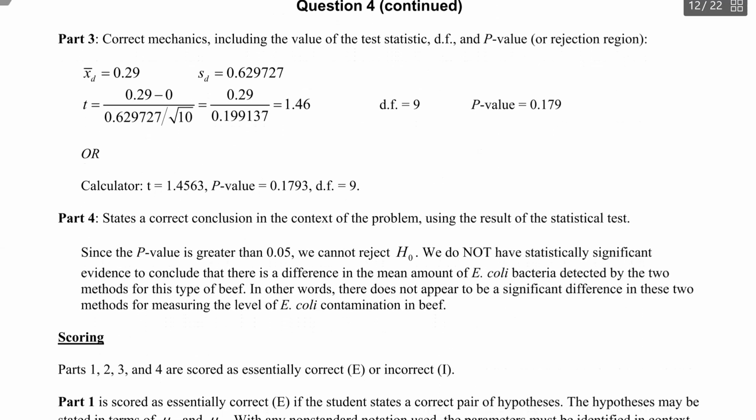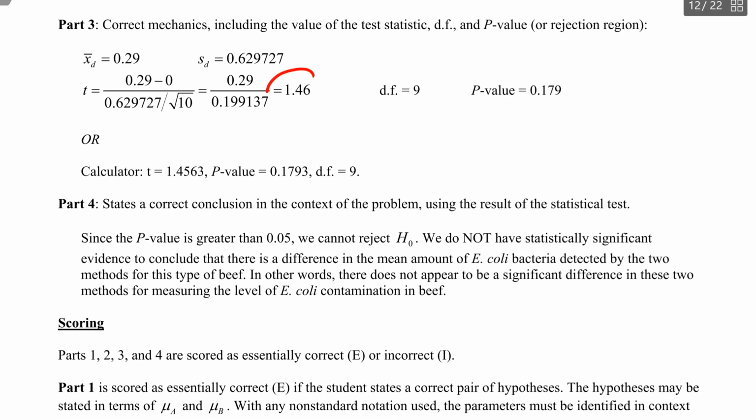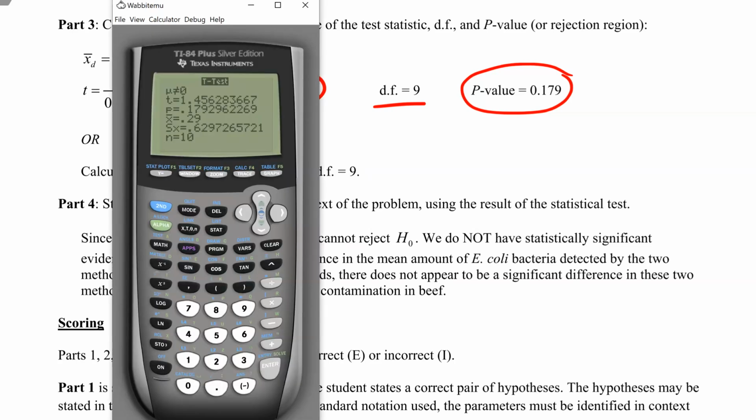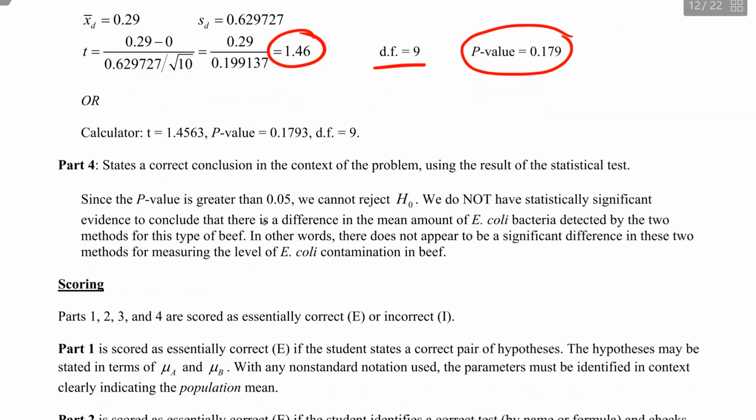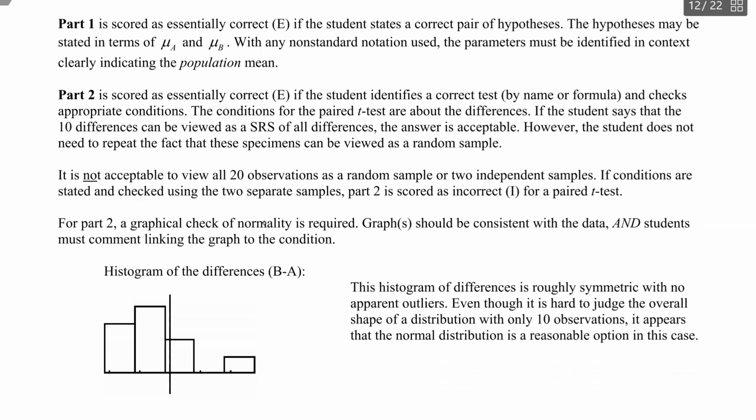Mechanics-wise, it looks like they wanted the value of the test statistic. That's my t. We got that. And our p-value, we got that. I didn't write down the degrees of freedom, so right now I'm looking a little sketchy. I probably didn't get an E for part 3. So just note, if your calculator pops out a degree of freedom, oh, mine did not. Apparently I should have given that, so we'll see. Conclusion, since it's greater than 0.05, we cannot reject. We do not have statistical evidence to show, yada, yada, yada.